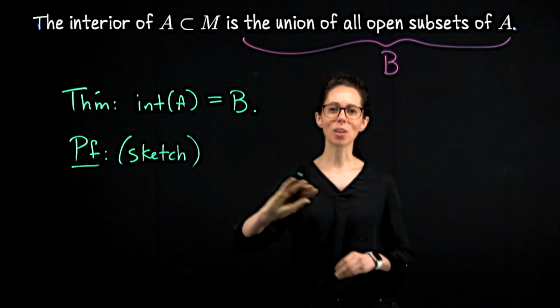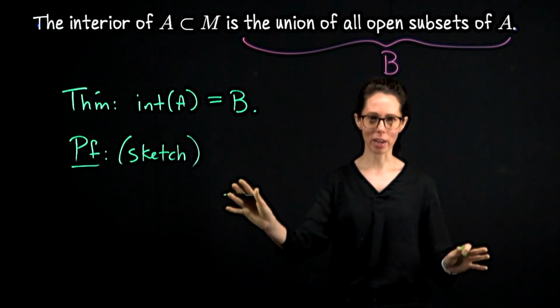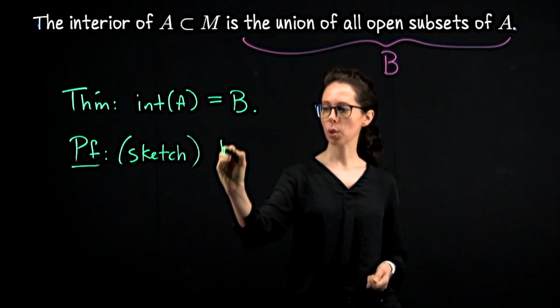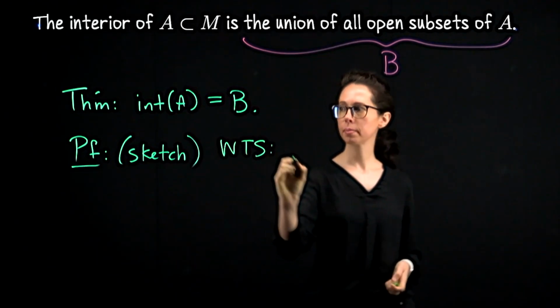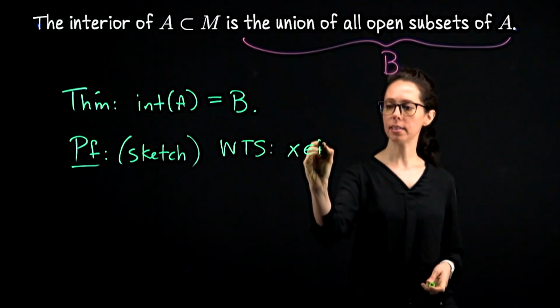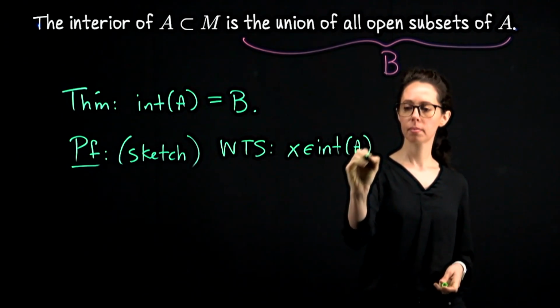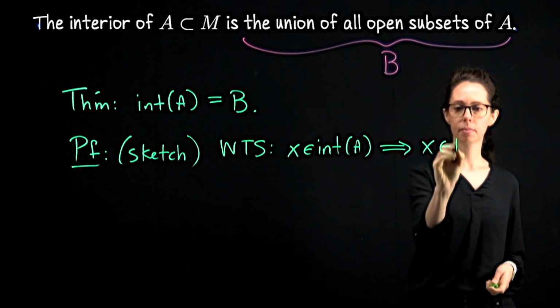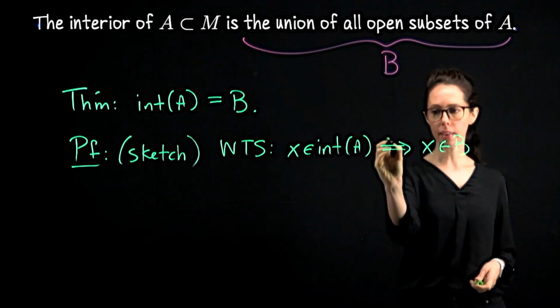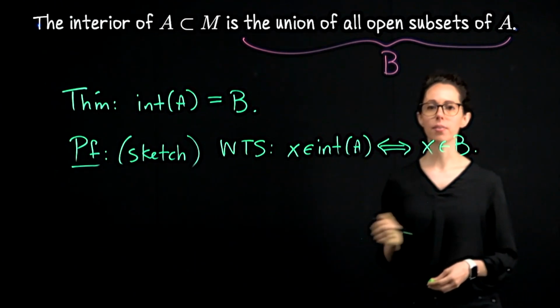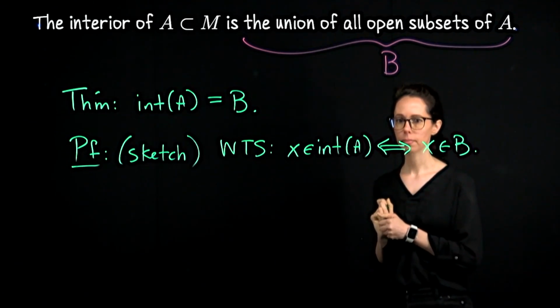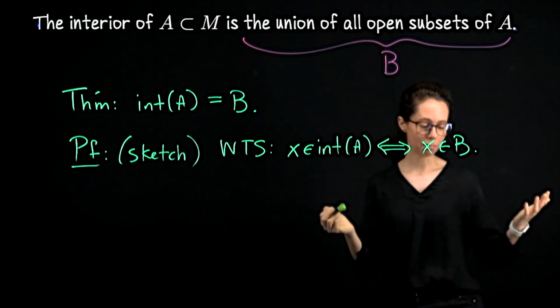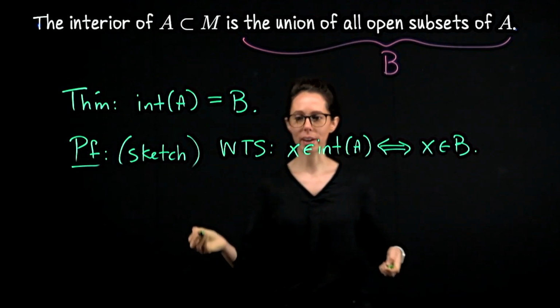So when I say sketch here, I don't mean I'm going to draw something. I just mean I'm going to go through kind of the outline of the proof. So we want to show X is in the interior of A means that X is in B, but also if X is in B, then X is in the interior of A. So it's an if and only if proof. Okay, again, I think this is a full proof. I'm just not going to write complete sentences.